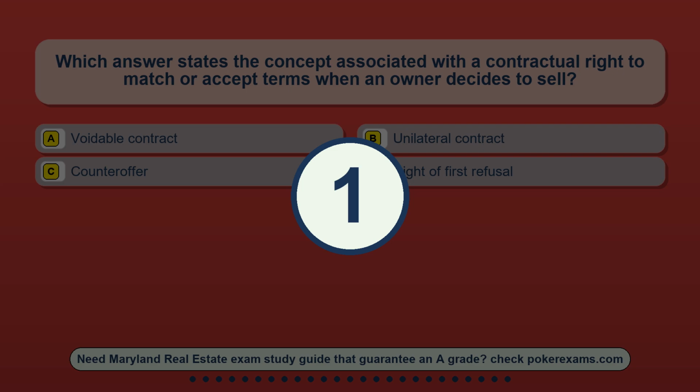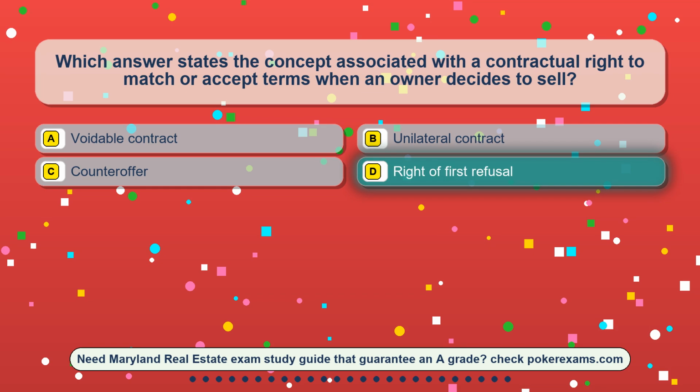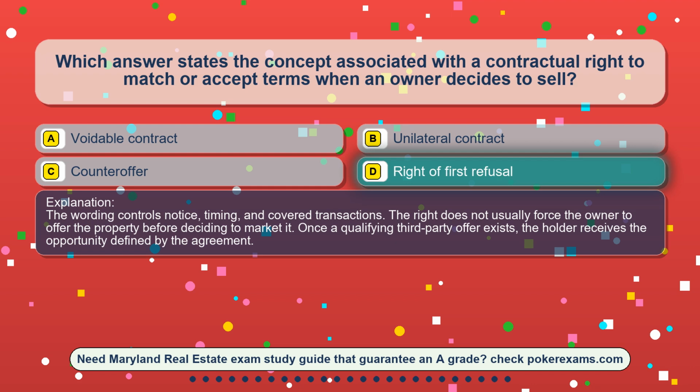The correct answer is option D, right of first refusal. The wording controls notice, timing, and covered transactions. The right does not usually force the owner to offer the property before deciding to market it. Once a qualifying third-party offer exists, the holder receives the opportunity defined by the agreement.